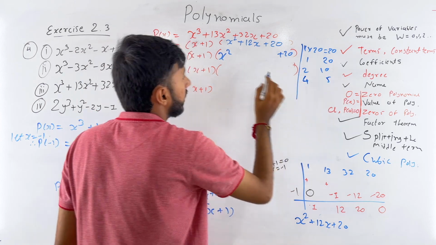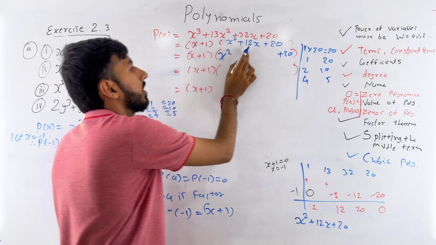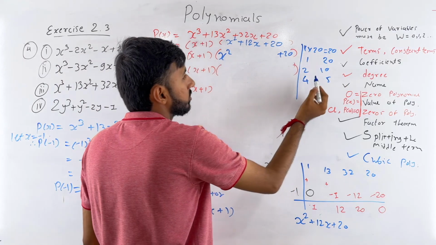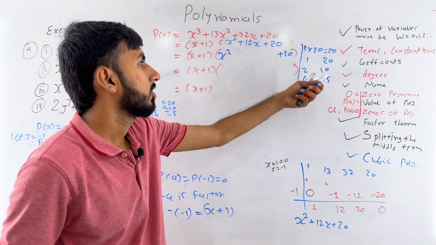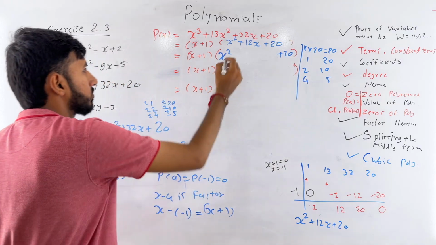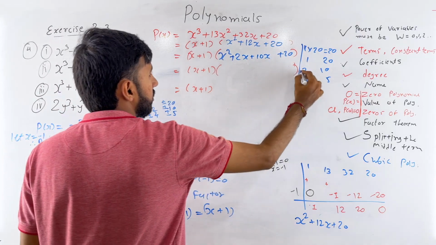4 and 5. Now you can see that I want the sum as 12, right? And the multiplication as 20. So I can use 2 and 10, right? You can see by just showing it. 2 plus 10 is equal to 12. So I will use plus 2x plus 10x here, right?